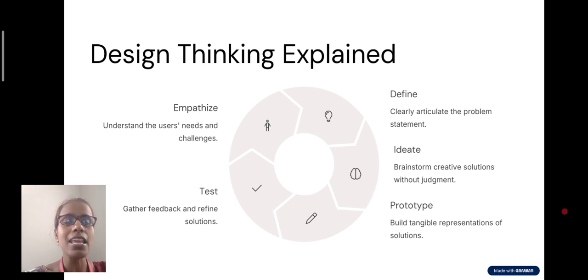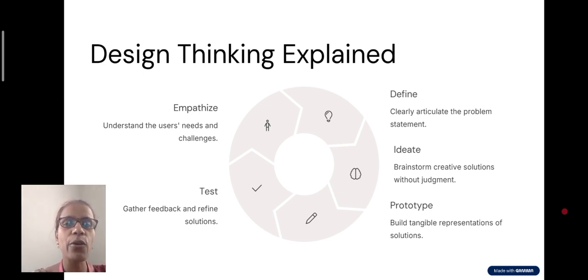The third thing is, now we have the problem statement. So the next step is what? Ideate. We need to ideate the solutions. We will have a lot of ideas, right? From that, we are going to choose the optimized solution which is suitable to the world. For that, we need to brainstorm creative solutions without any judgment. Suppose we choose one idea.